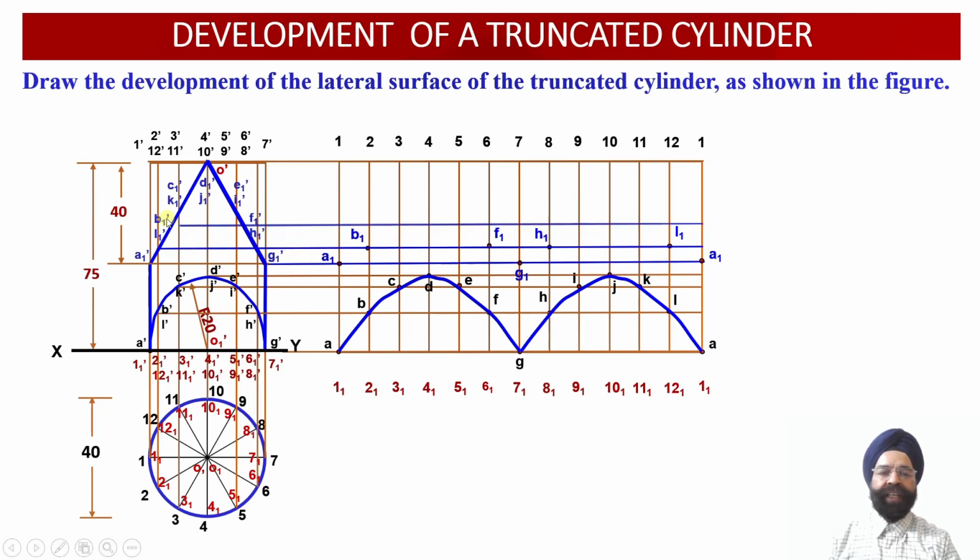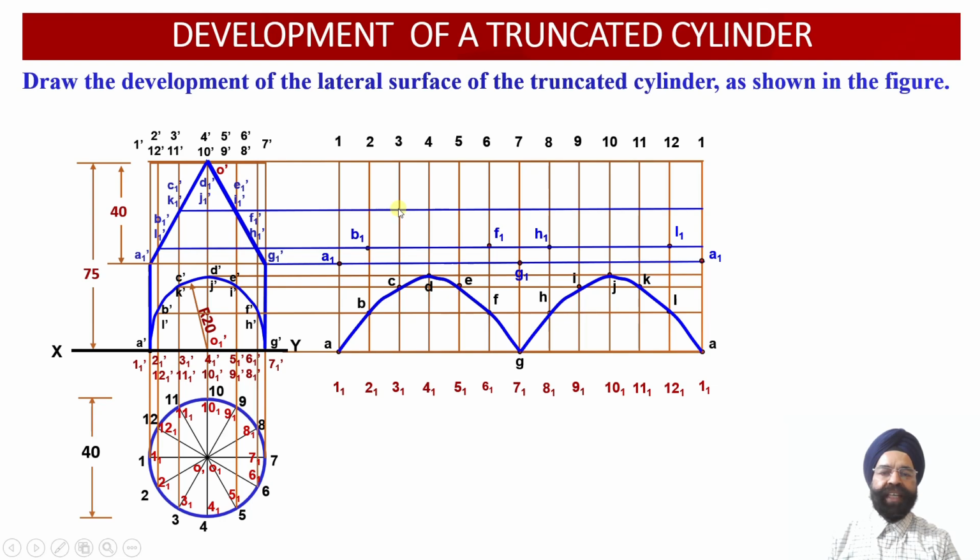Next, 4 points of intersection happen to be C1 dash, K1 dash, E1 dash and I1 dash. C1 dash happens to lie on 3 dash, 3 1 dash. K1 dash happens to lie on 11 dash and 11 1 dash over here. Once we draw the horizontal projector line through C1 dash and K1 dash, let us evaluate its intersection with the vertical generators 3 3 1 and 11 11 1 over here.